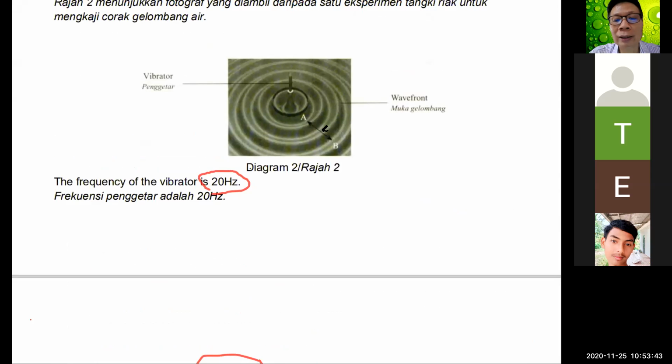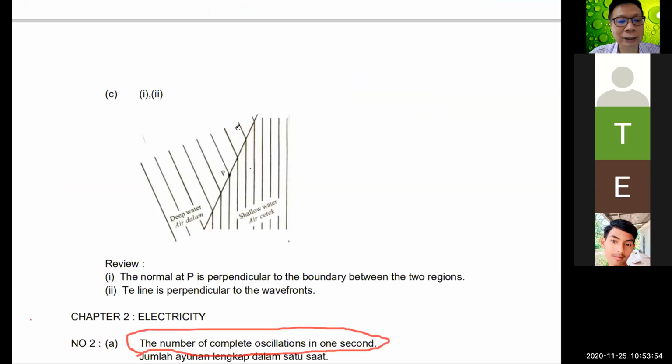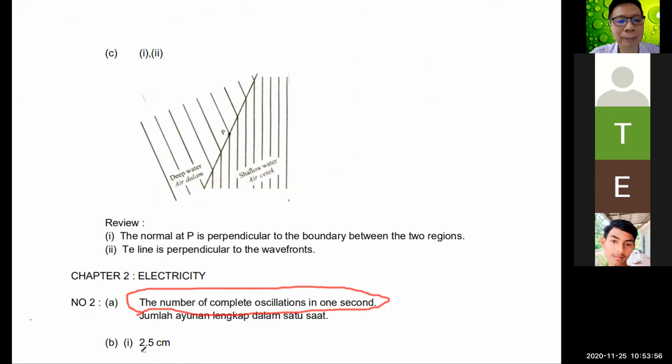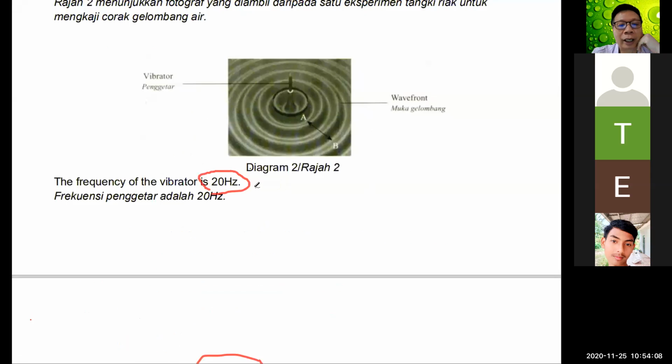You see here, 1, 2. So to find the lambda, you take 5 cm divided by 2. There are 2 lambda here, 1, 2. So the answer is 2.5 cm. 5 cm divided by 2, so you get 2.5 cm. Okay, next question.